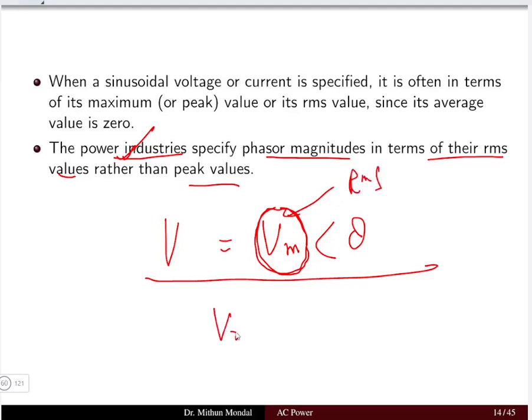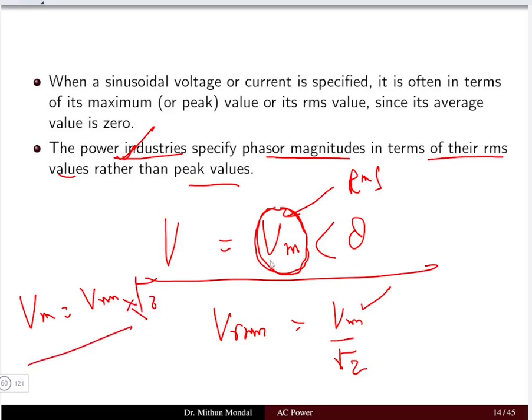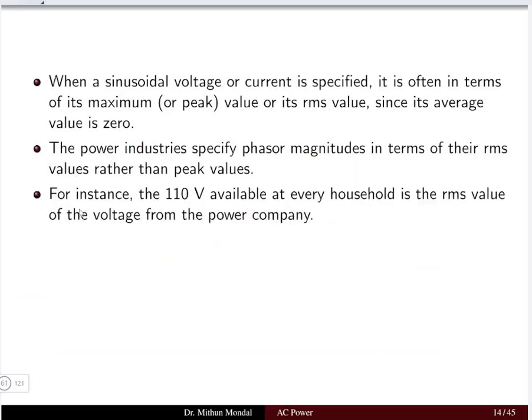You know that VRMS is equal to Vm by root 2. It means that Vm we have to calculate as VRMS multiplied by root 2. Although it is the maximum amplitude, power industries prefer to give the RMS quantity. For instance, when we say 110 volt is available at every household, then the RMS value of the voltage is given by the power company.